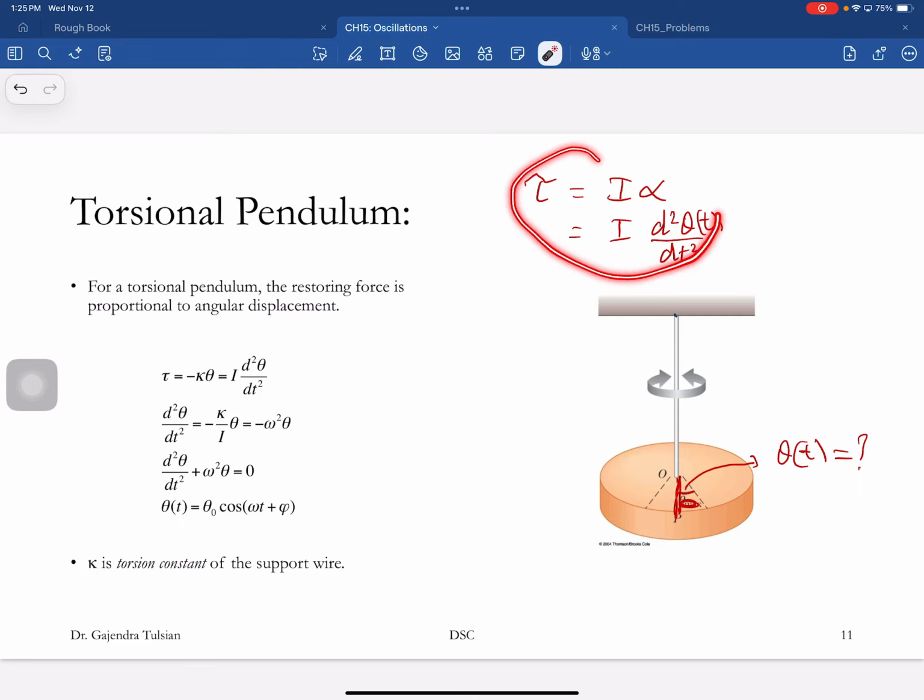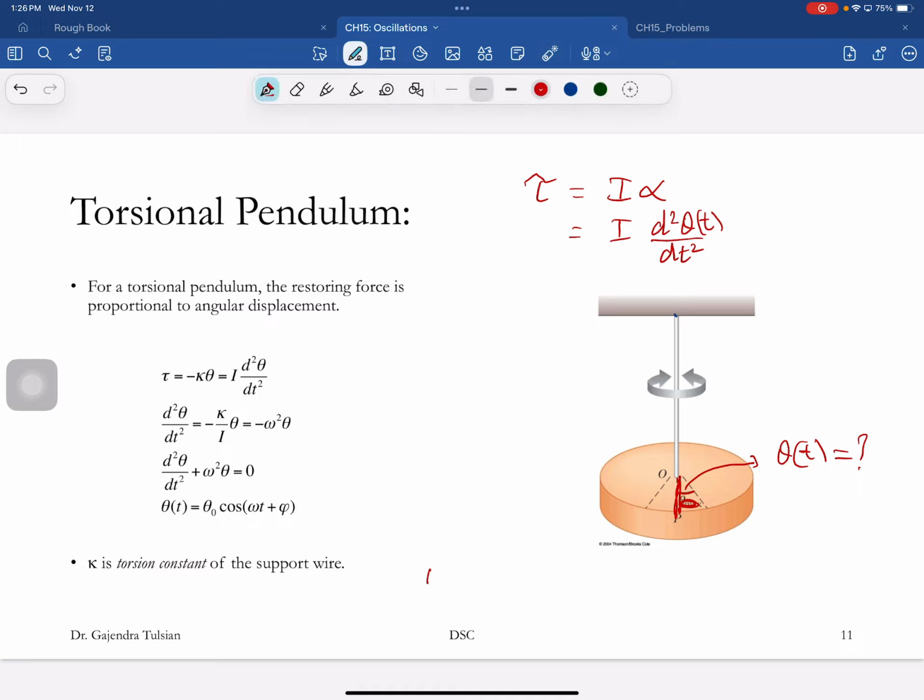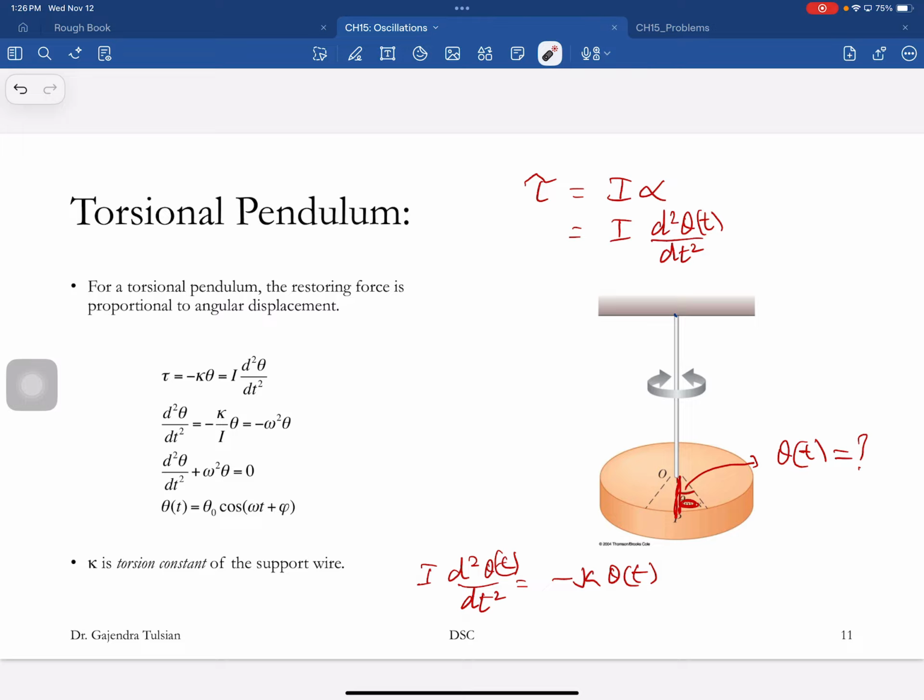So this is Newton's second law, and we plug that in here. I d squared theta by dt squared equals minus kappa theta. This is exactly the same equation as for the case of the mass attached to a spring. You divide by I, and again kappa is positive, I is positive. I is the moment of inertia of this disc about that axis. So we call it omega squared. There's the equation.